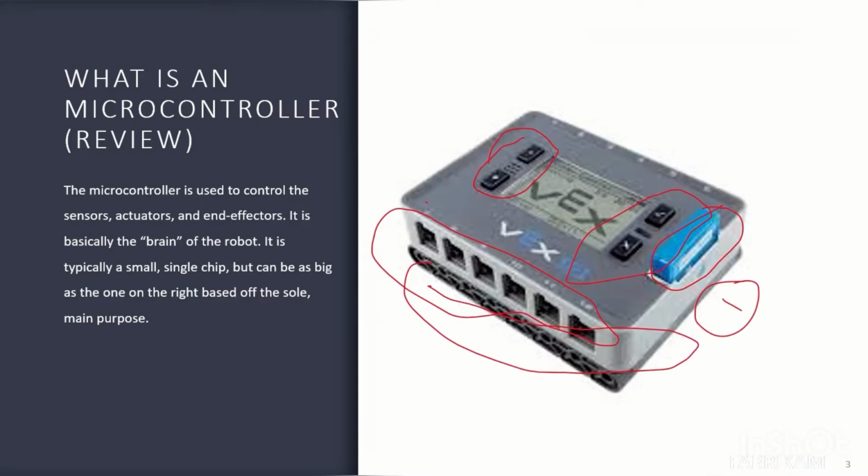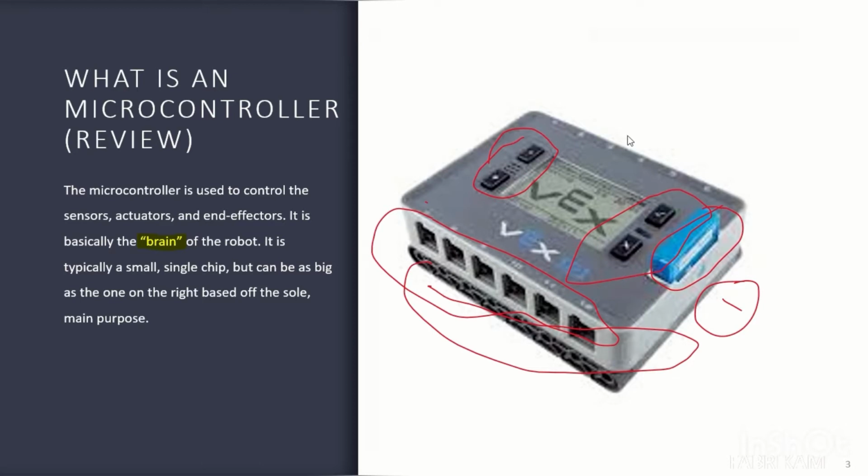So what is a microcontroller? Just to review that, the microcontroller is used to control the sensors, actuators, and end effectors. So it's basically almost like the standard thing that controls everything. It's basically the brain of the robot. And it is typically a small single chip, but can be as big as the one on the right over here, based off its main purpose.